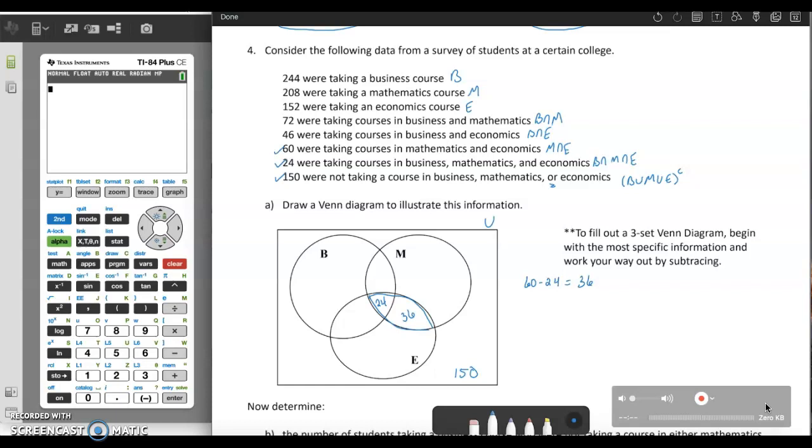I'm going to check that off. It says 46 students were in business and economics. So we need 46 total students in the overlap of B and E, but we already have 24 in there. So we subtract that off, and it looks like 22 total students would fit in this next slice then. 72 were taking business and math. So if we look at the B and M slice, we need 72 total people in there, but 24 are already in there. So when we subtract, we get 48.